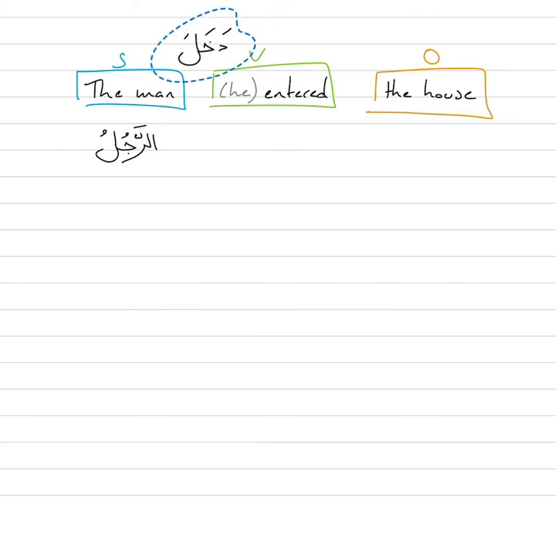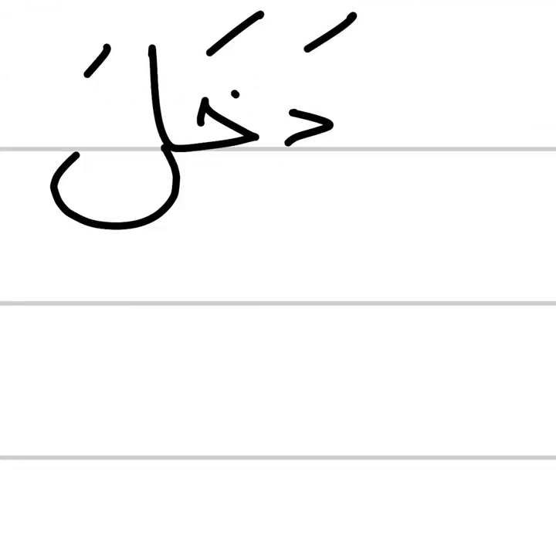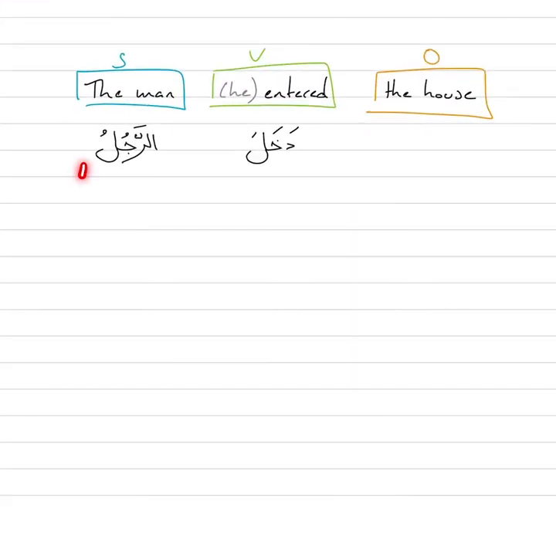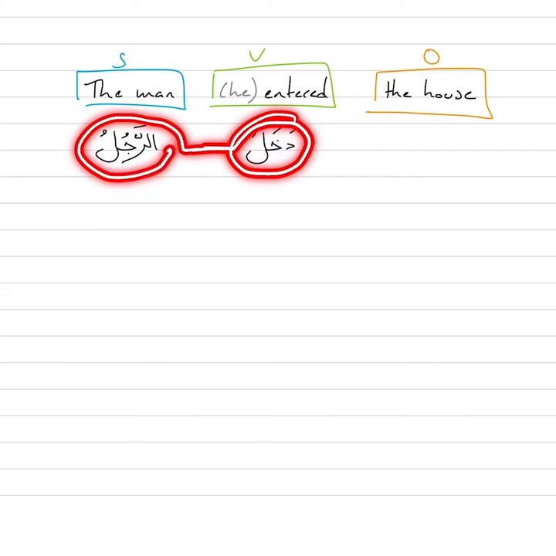Entered is dakhala. But remember, in Arabic, all verbs have an inherent pronoun inside. The inherent pronoun inside this verb is he. However, because we have an explicit doer, we ignore the inherent doer inside this verb. So rather than translating it as the man he entered, we just say the man entered. And we match this particular version of a verb with this word because they're both third person masculine singulars.